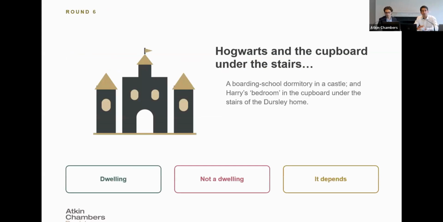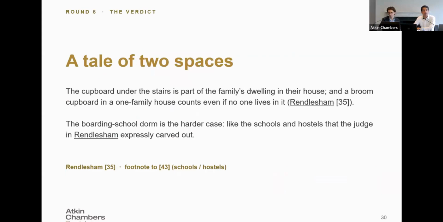And our final example throws a bit of magic in there, in possible celebration of the new series of Harry Potter that's coming out. We've asked whether Harry, Ron, Neville's dormitory rooms in their Gryffindor tower could be a dwelling. And what about where Harry lives in book 1 under the cupboard with the spiders in the Dursley home? Could that be a dwelling? The Tale of Two Spaces.